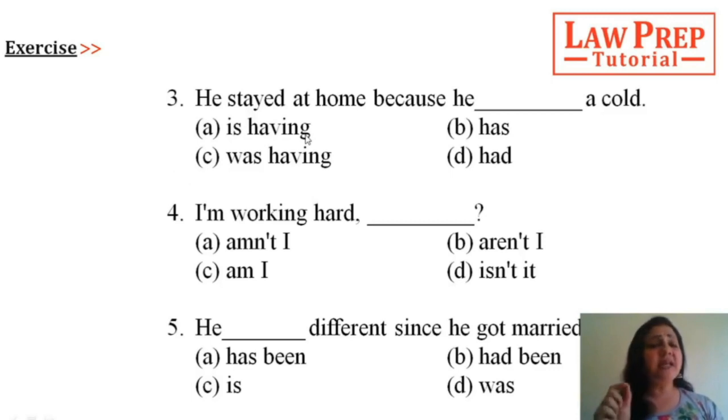See, the first thing I do is I cross the answers which are not applicable. I cannot have has because both of them are present forms. Now I have two past tense options here. He stayed at home because he had a cold. He stayed at home because he was having a cold.